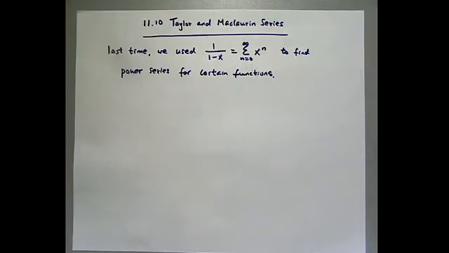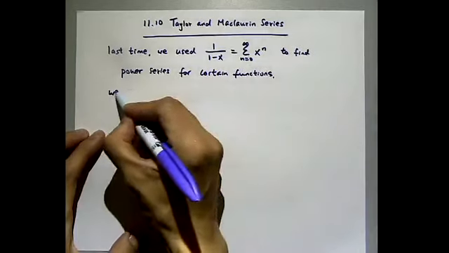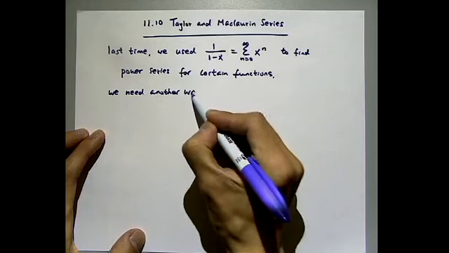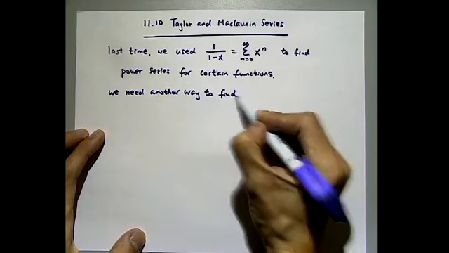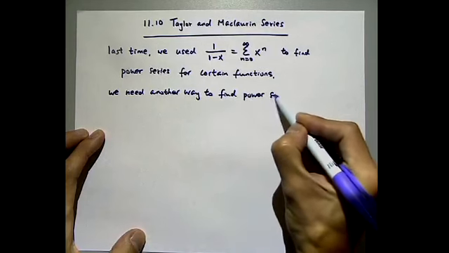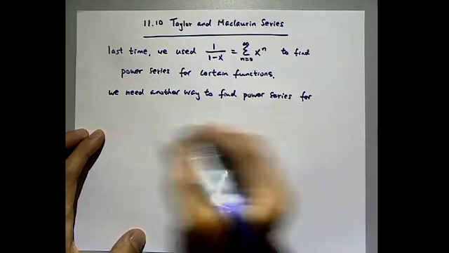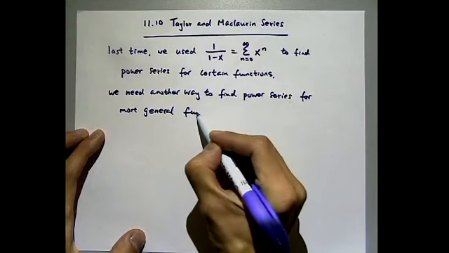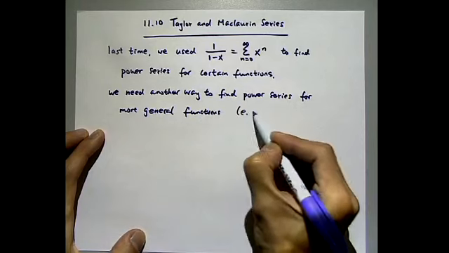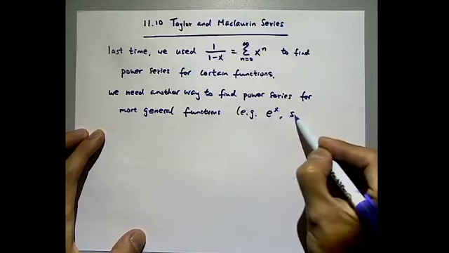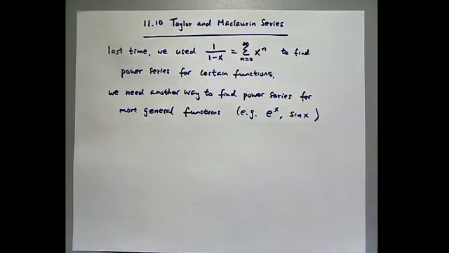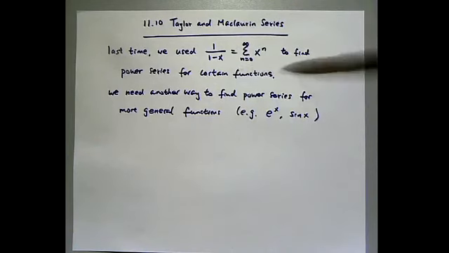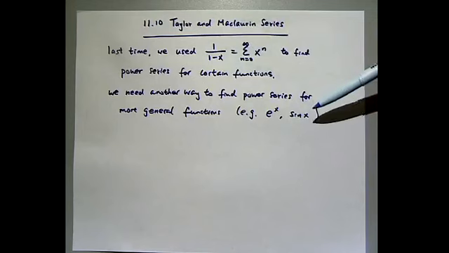for example. Now we need a way to find a power series for more general functions. For example, e to the x, sine of x, and so on. Right? So again, these guys nothing look like 1 over 1 minus x, and there's no way we can use that to get power series for these.